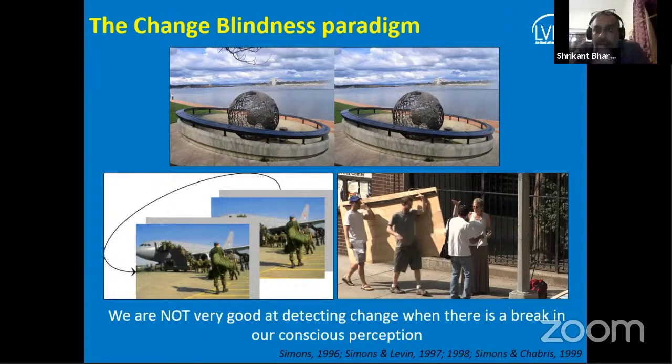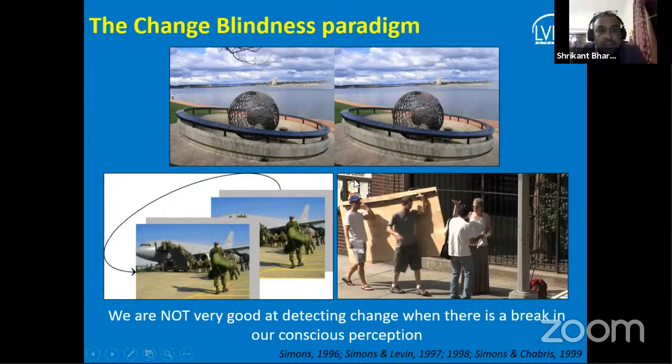Now, much like what we did in the Spot the Difference game, we moved our eyes from the left image to the right to identify the change. A variant of that is when I show you the scene and then I flash it for a short period of time, intersperse it with a blank scene, and then again I flash the second scene, but with a change. You're again very, very poor at identifying this.